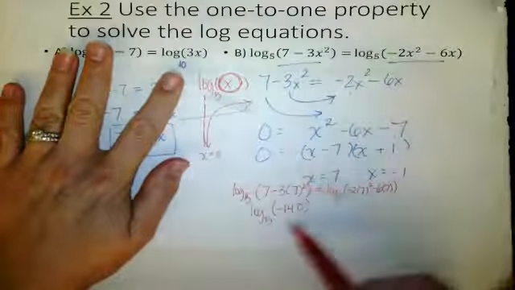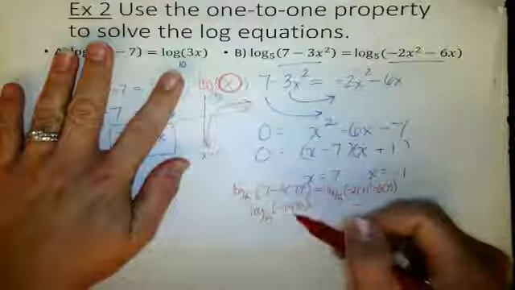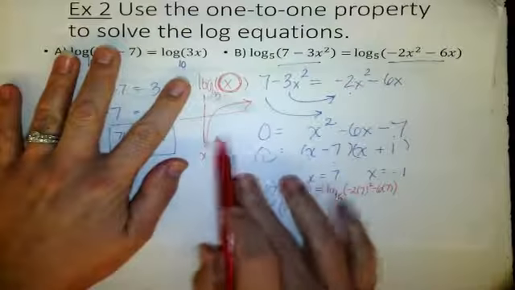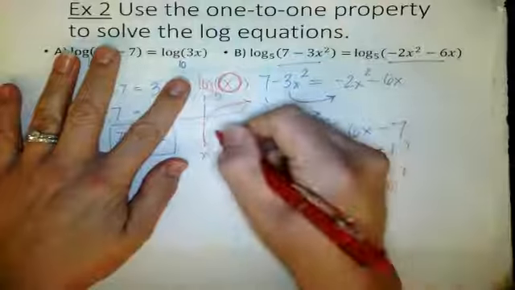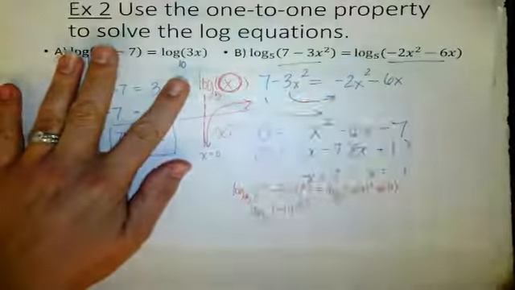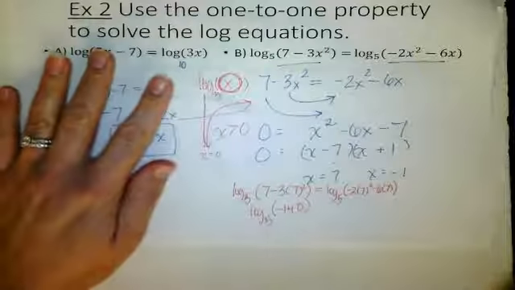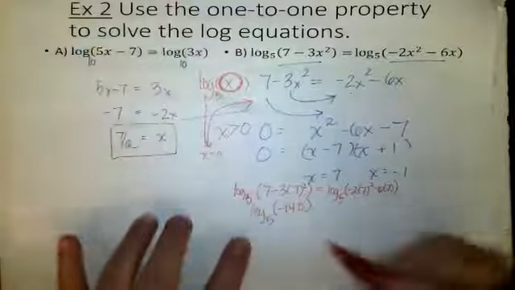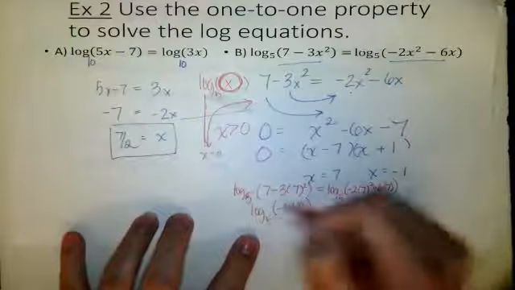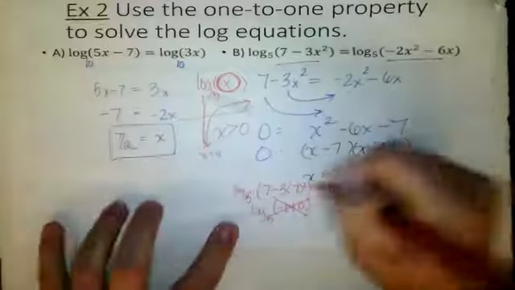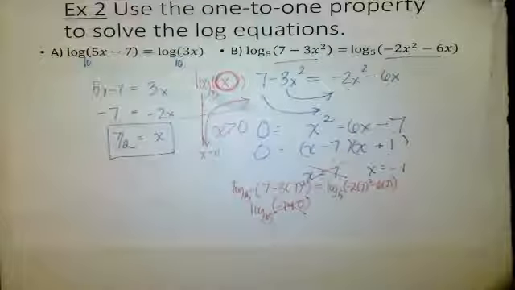The argument must be greater than 0. X has to be greater than 0. That's what the domain is. The argument, we cannot take the log of a negative number. This does not work, which means 7 is a false solution.